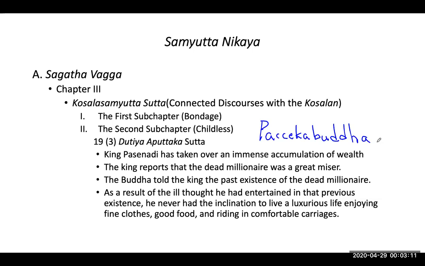Maybe one day the Pacceka Buddha passed by on an alms round. So this millionaire had a chance to meet the Pacceka Buddha, and the millionaire asked whether the Pacceka Buddha had been given any alms food by his family. In other words, the millionaire suggested his family provide food to the Pacceka Buddha. So the millionaire gave permission to his family to offer food to the Pacceka Buddha, and he went outside to attend to some other business.